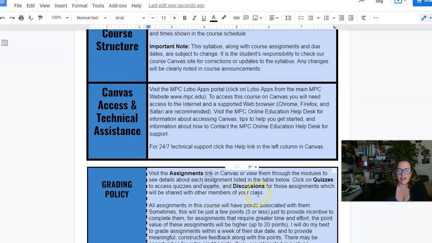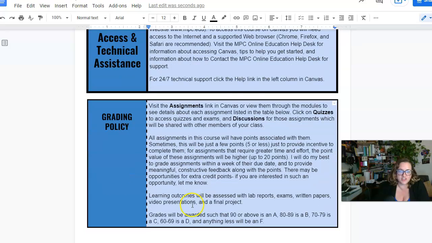You will have several assignments per module. They might be taking measurements, making a data table, doing a discussion with your peers. There are a couple quizzes, that kind of thing. All of these assignments have point values associated with them.